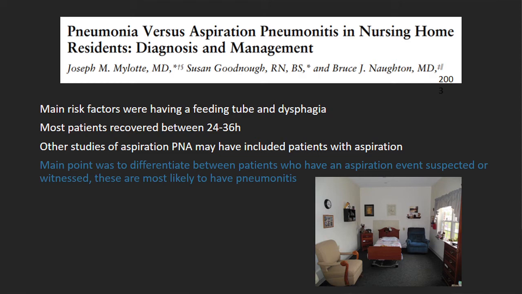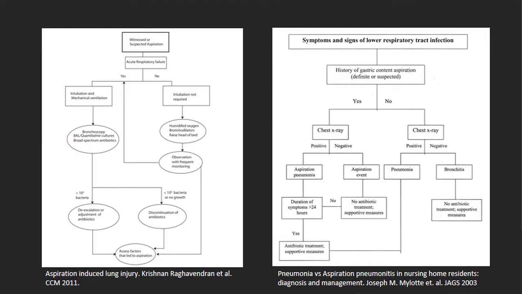And then they reference in their literature other studies of aspiration pneumonia that may have included patients with aspiration only. And so saying, oh yeah, antibiotic improves the outcomes may not be so accurate for other studies that lumped all these patients together. So the main point was to differentiate patients who have had an aspiration event, so digging into the history, or even if it's a suspected aspiration, they're most likely to have pneumonitis and not pneumonia. So they have this diagram, the one on the right side of the screen, and this is kind of what they proposed to divide these patients up.